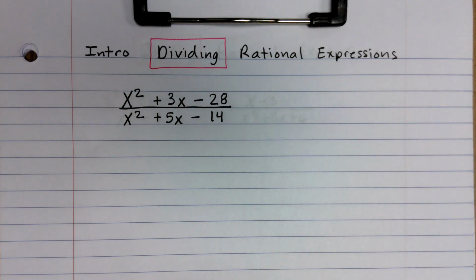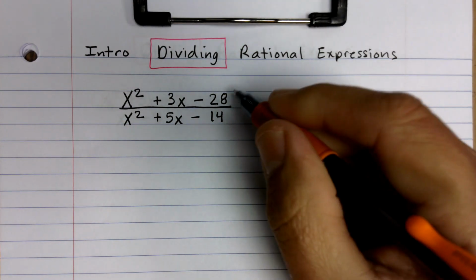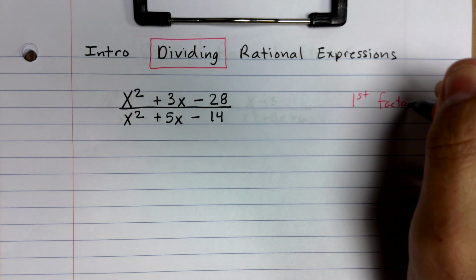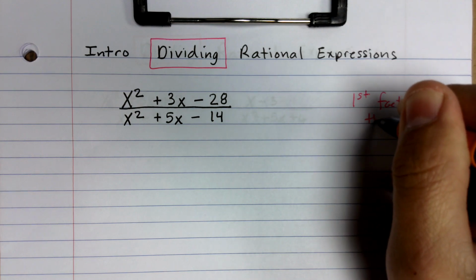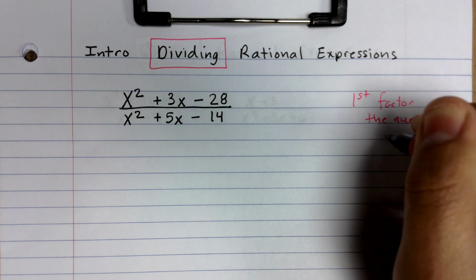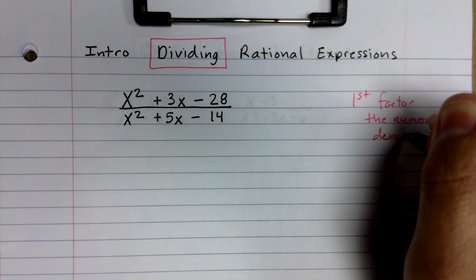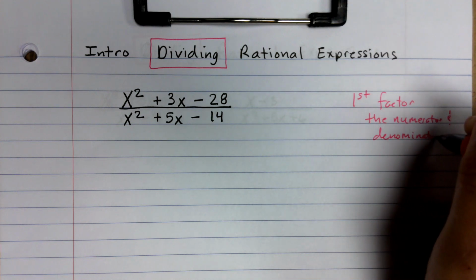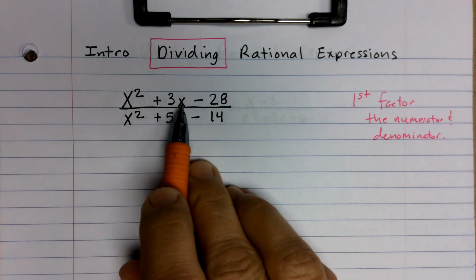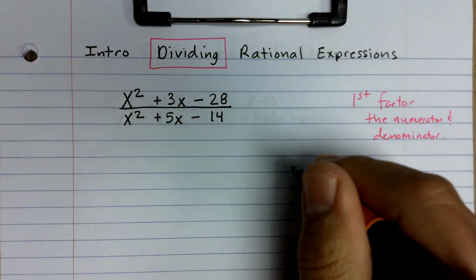So first of all, the first thing we want to do is, I'm going to write first over here, we want to factor the numerator and denominator. So let's go ahead and do that. So notice we have x squared plus 3x minus 28. So I'm going to factor that one first.